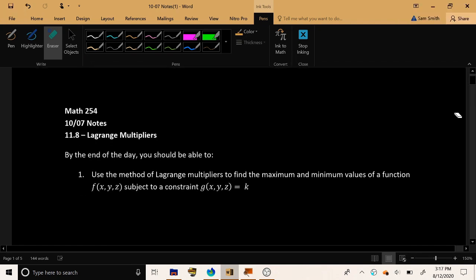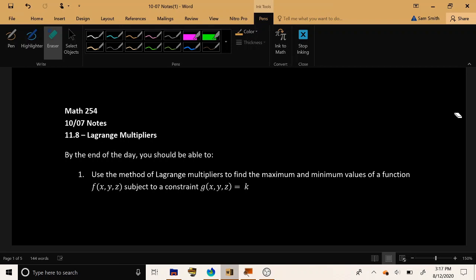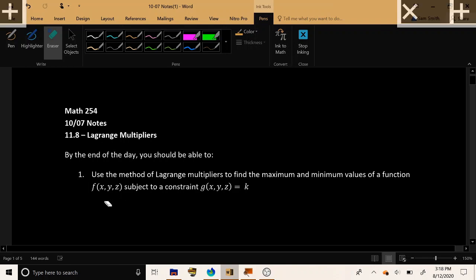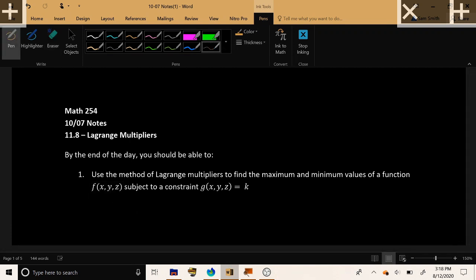Welcome back. So what I would like to talk about today is a technique called the method of Lagrange multipliers. And by the end of the day, we should be able to use this technique to find the absolute maximum and the absolute minimum of a function of, I've listed a function of three variables here, f of x, y, and z. And you can also use it to find the maximum and minimum values of a function of two variables, f of x, y.